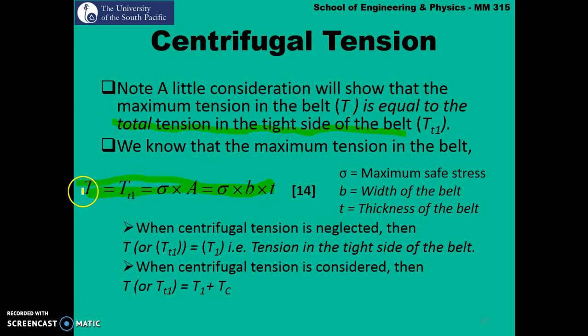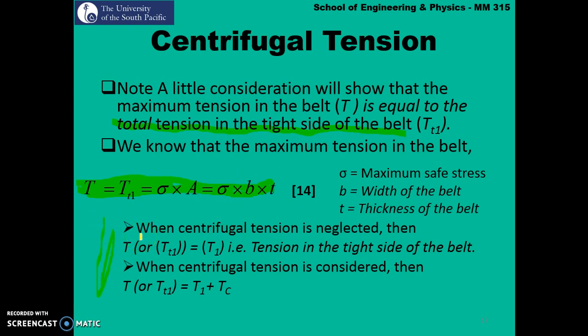So now equation 14 shows that your maximum tension, which is simply capital T, is nothing but the total tension on the tight side of the belt, which is simply equal to sigma times a, where a is the cross-sectional area. Now these two points are very, very important.